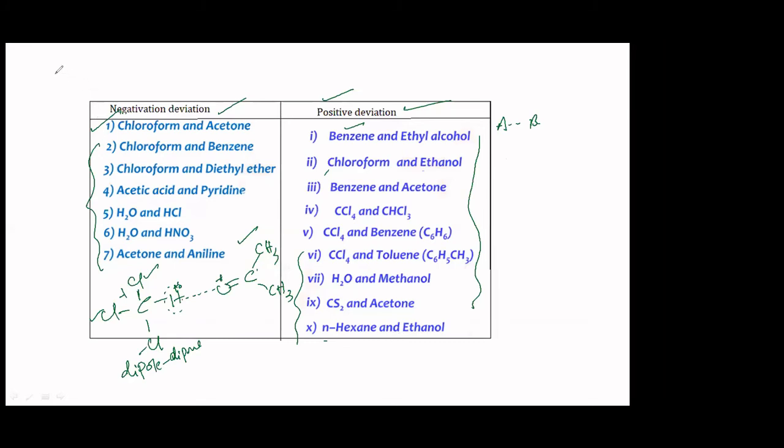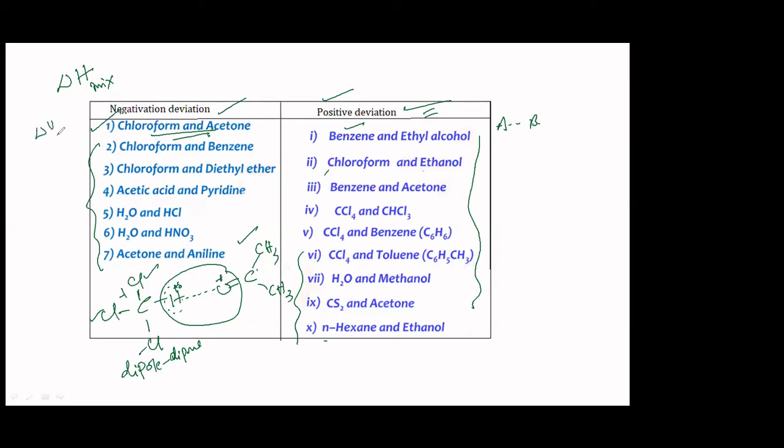So what happens to the delta H value if it shows negative deviation? Enthalpy of mixing. When you mix the two components, is energy released or absorbed in negative deviation? Released. Energy is released because of stronger intermolecular forces. In this case, it becomes positive. Energy is absorbed.